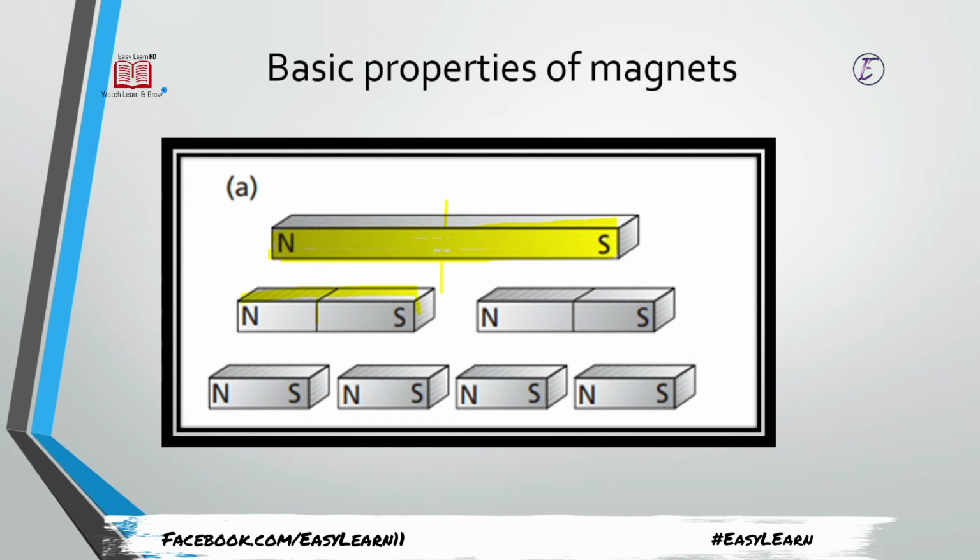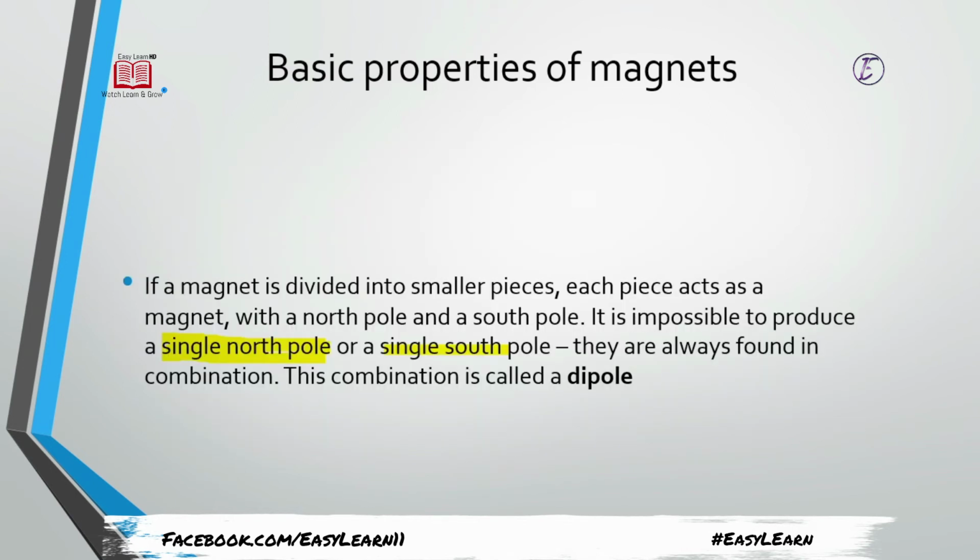Each half acts as a magnet: this side is the north seeking pole, while this side becomes the south seeking pole. Same is the scenario here. If we cut it further, you can see that still one side is north and the other is south. This is the basic property of magnets. This is called a dipole. Di means two, so they are always found in a combination of two. This combination is called a dipole.